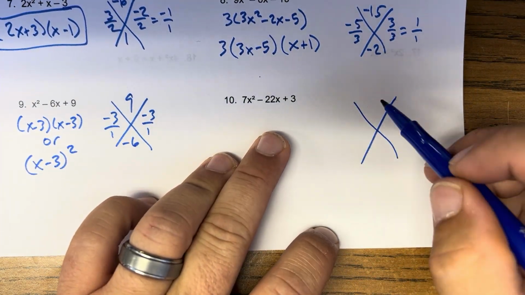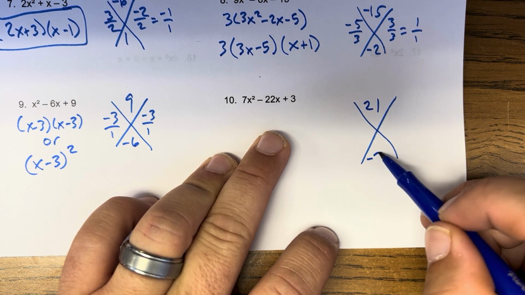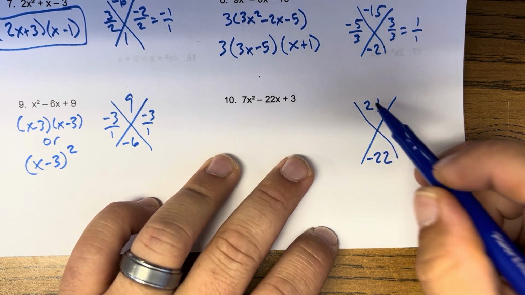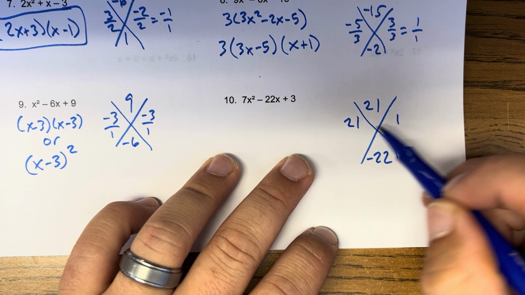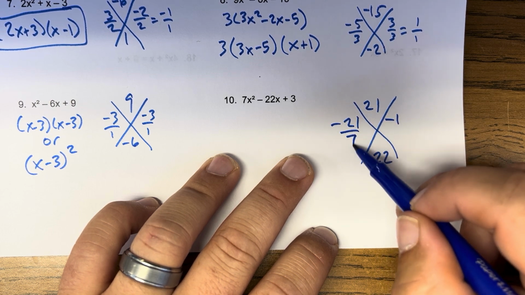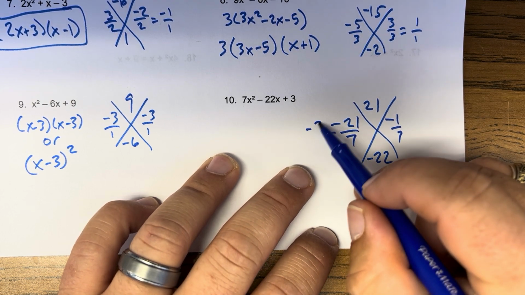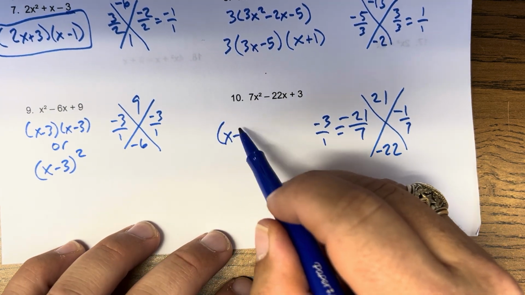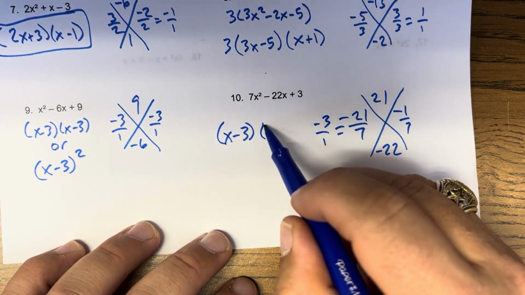And lastly, number 10, I've got 7 times 3, which is 21, negative 22 on bottom. And so to multiply there, I'm going to have 21 and 1. They're both going to be negative. We're dividing by 7, so that's going to be negative 3 over 1. So x minus 3 and 7x minus 1.